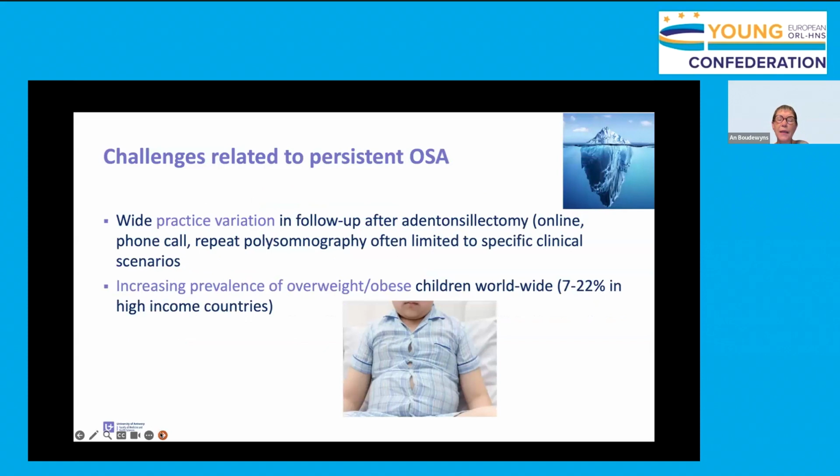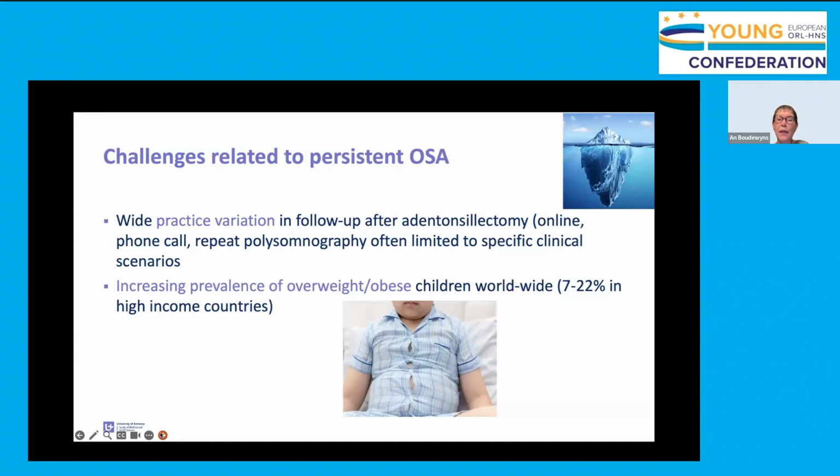Another challenge is that there is a wide practice variation in the follow-up after adenotonsillectomy. And this is absolutely not standardized. It can be done online. It can be done just by a phone call. For instance, the nurse calls the parents after a few weeks or months. And sometimes you can do a repeat polysomnography, which is mostly limited to specific clinical scenarios. And I will discuss this further.